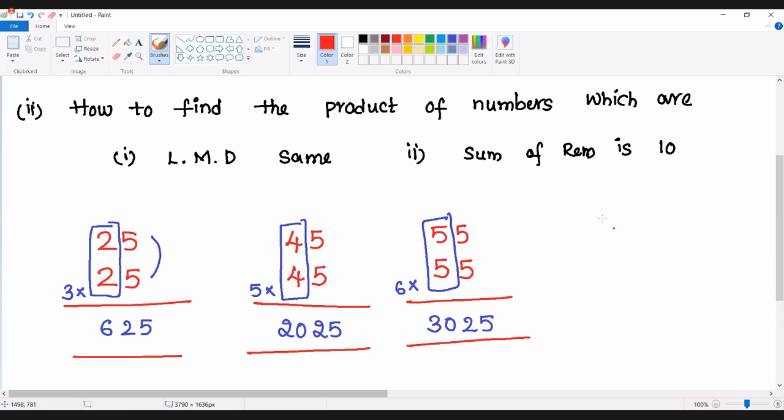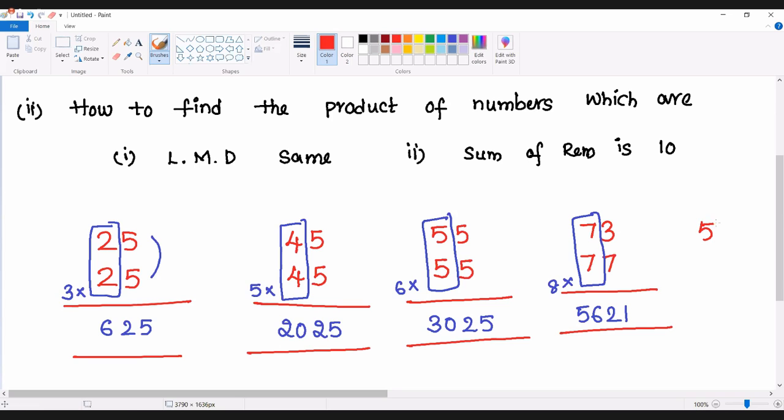Not only numbers ending with 5; even numbers like this, you can apply the logic. For example, I have 73 and I am multiplying with 77. Please try to observe the rule. In 73 into 77, the leftmost digit is the same. Sum of the remaining numbers, 3 plus 7, is 10. So you can apply the rule. 7 into 8 gives 56. 3 into 7 is 21. The answer is 5621.